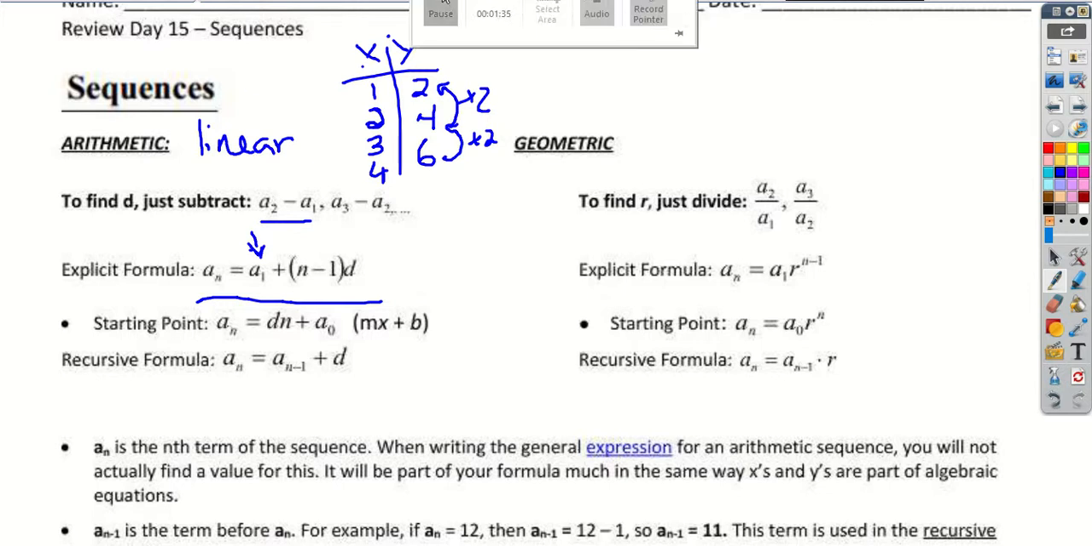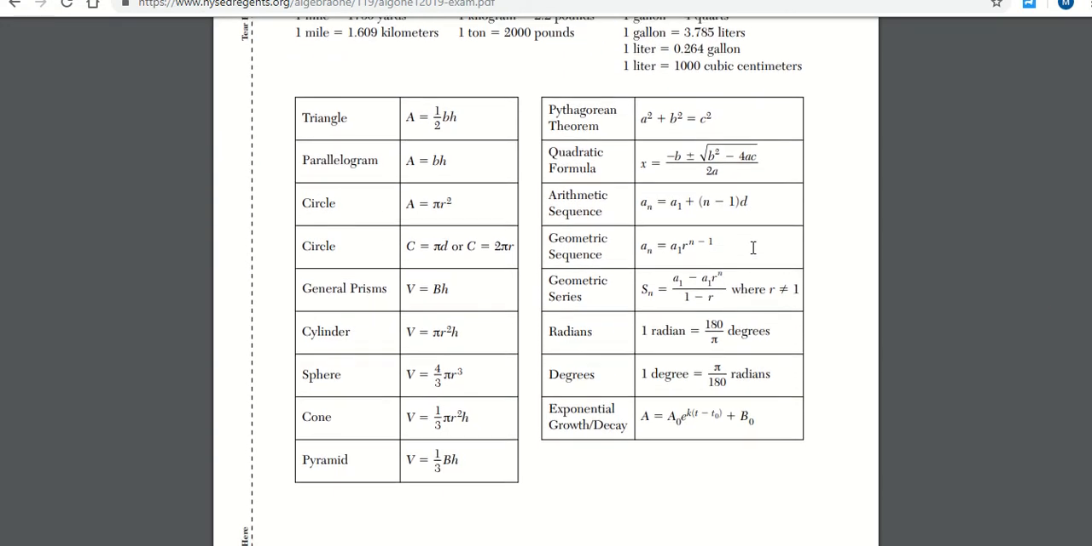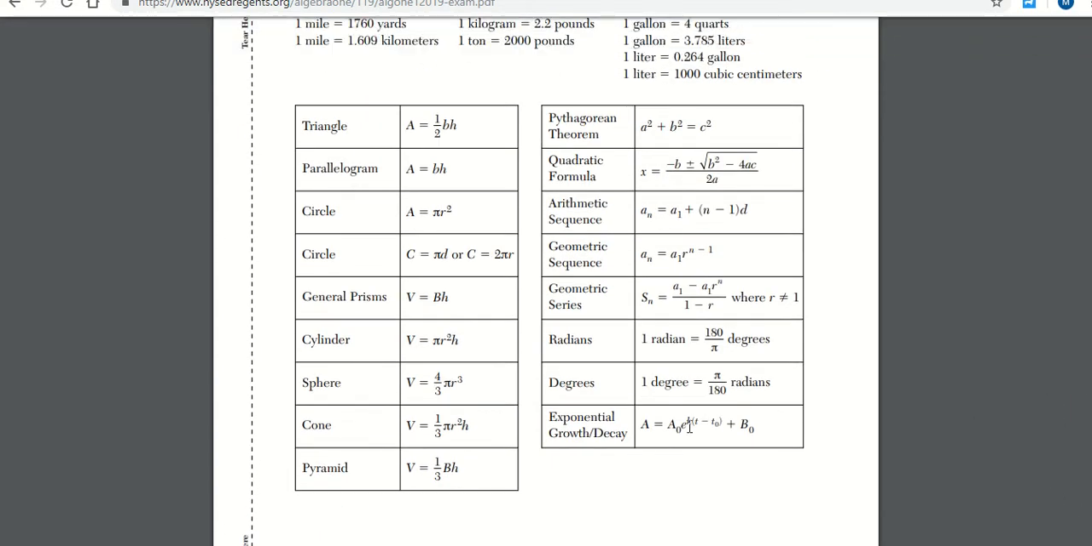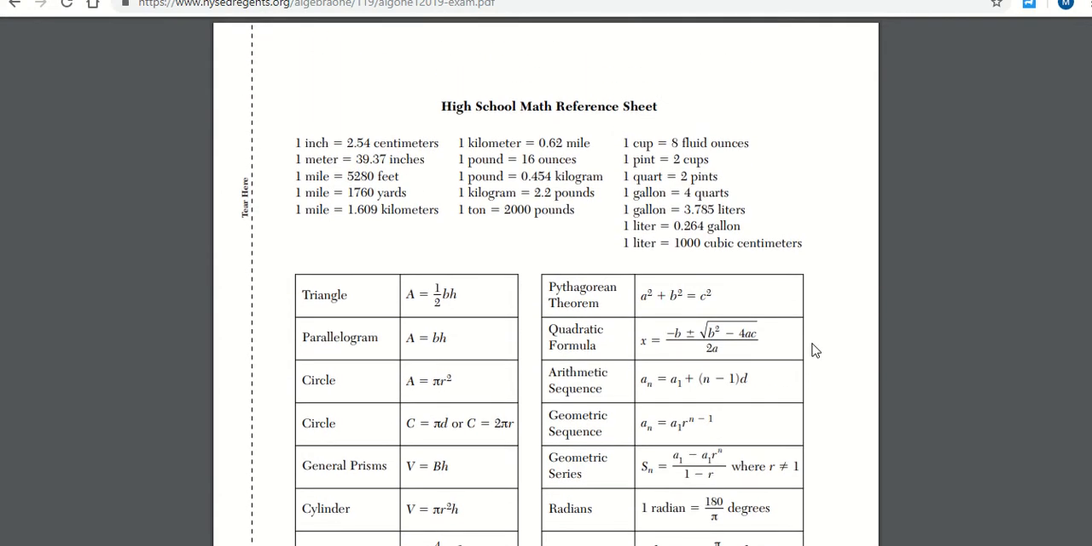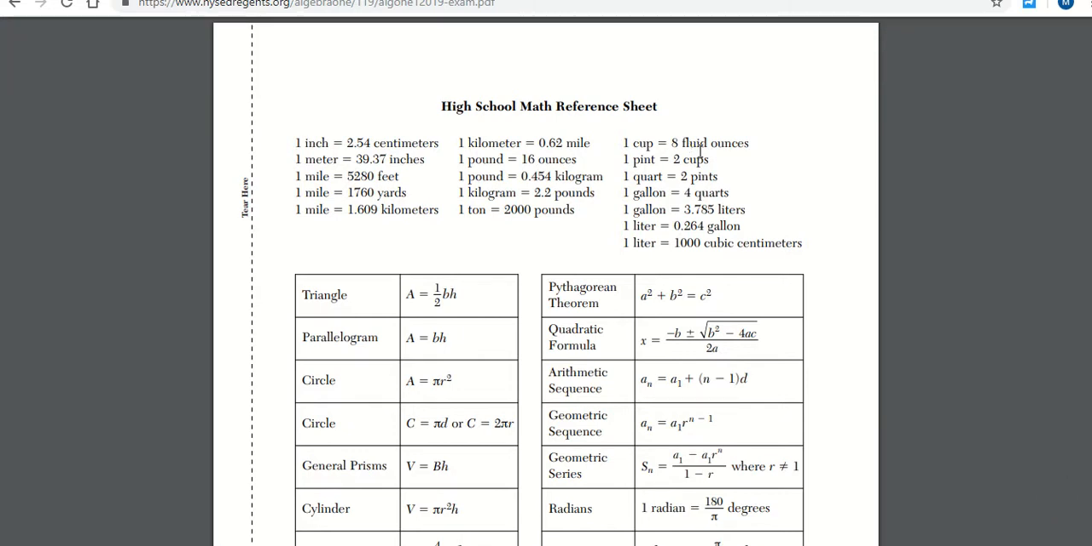Let me check something real quick. All right, this is the Regents formula sheet. This is the reference sheet. And you can see right here, the arithmetic sequence and the geometric sequence are given to you. So you don't need to memorize them. They're right on your sheet. So Pythagorean theorem, quadratic formula, arithmetic sequence, geometric sequence. And then they have some area formulas over here. Pretty much won't be using this stuff for our purposes. There is an exponential growth and decay, but we can do it without that. And then the high school math reference sheet has the conversion factors up here. All right, back to it.